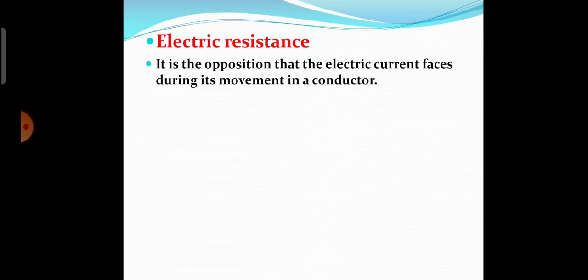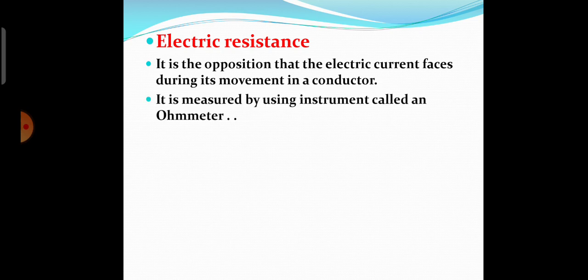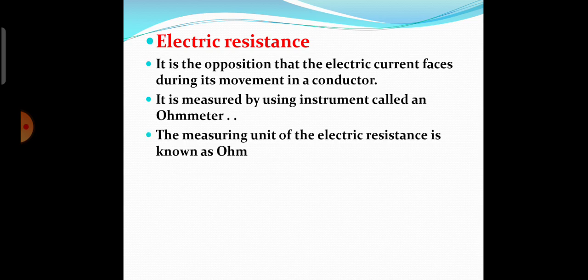The third property of electric current is electric resistance. What is meant by electric resistance? Resistance is the opposition or obstruction that electric current faces during its movement in a conductor. Its measuring unit is ohm and its measuring device is ohmmeter.